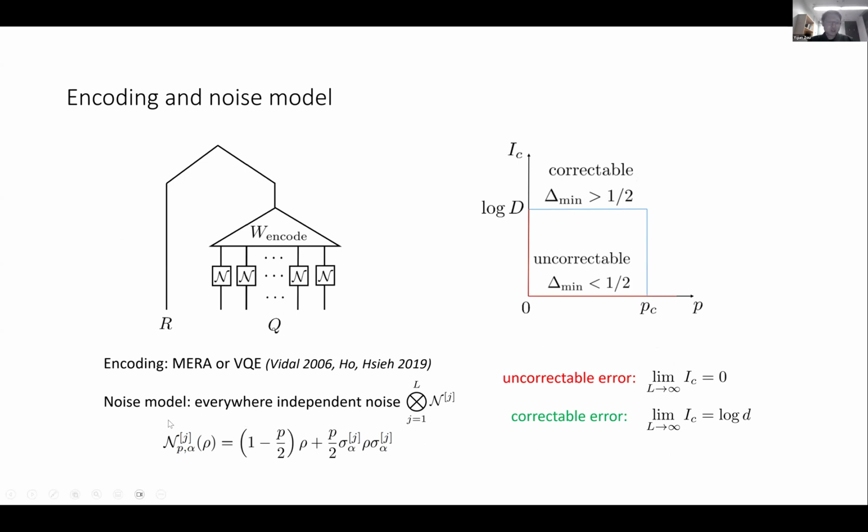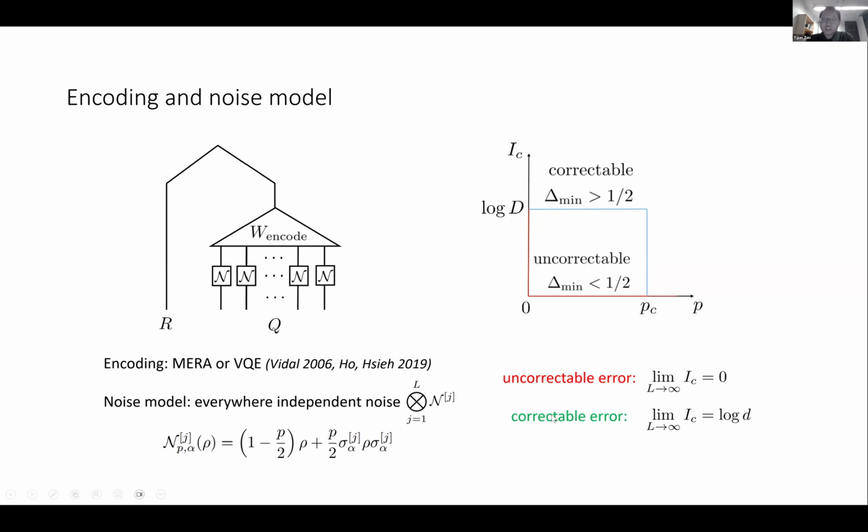And then we just want to apply a noise model, which is everywhere independent noise, given by this dephasing noise. This dephasing noise simply says that at each site j, there's a probability 1 minus p where the state is not changed, and there's a probability p where you flip the spin in the direction of sigma alpha. Alpha can be either x or y or z, right? You flip the spin in the x direction or the y or the z direction. So that is our noise model.